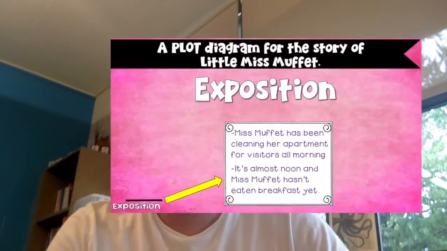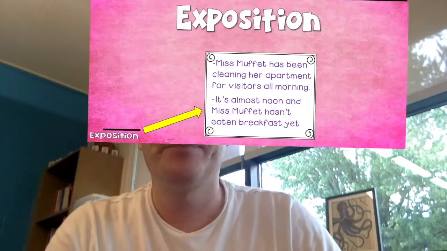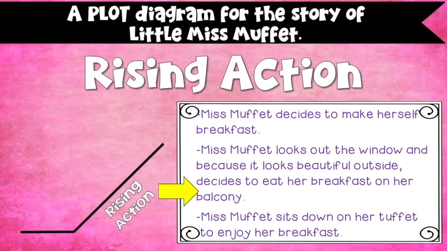Now remember, the exposition is the beginning, where the characters are introduced and the setting. Miss Muffet has been cleaning her apartment for visitors all morning. It's almost noon and Miss Muffet hasn't eaten breakfast yet. That's the exposition. The rising action is Miss Muffet decides to make herself breakfast.